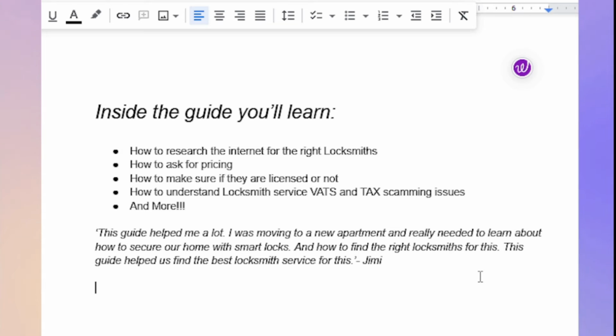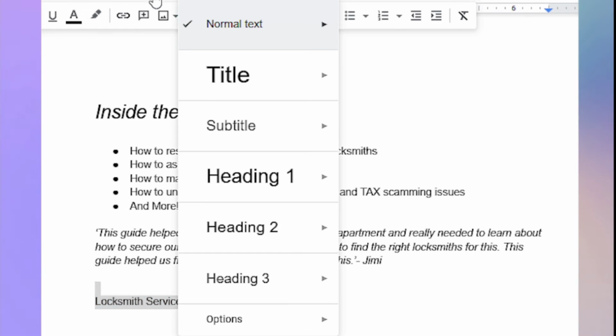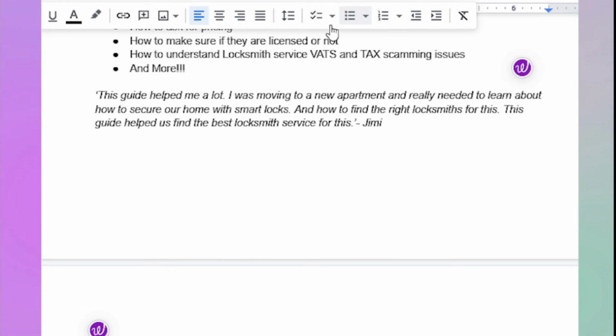Alright, and now for our finishing we need another A, and this A stands for action. Let's write locksmith service buying guide. Okay, so let's make it another title. Georgia, make it boom.